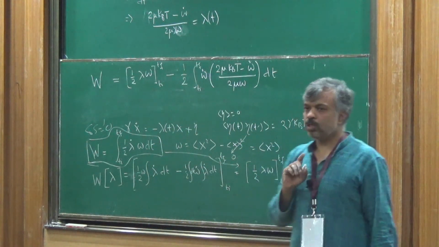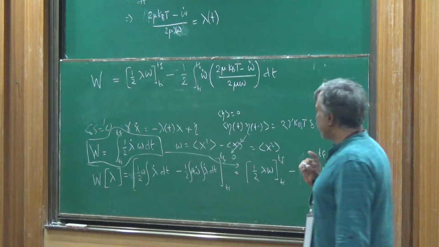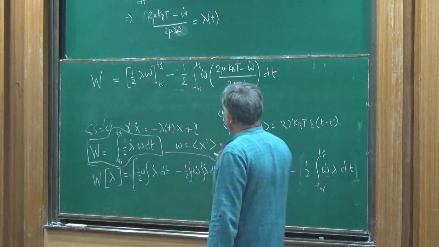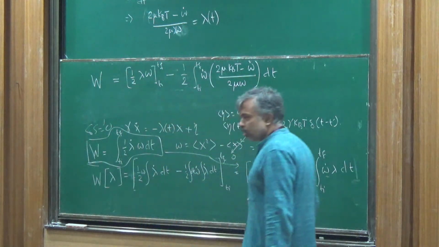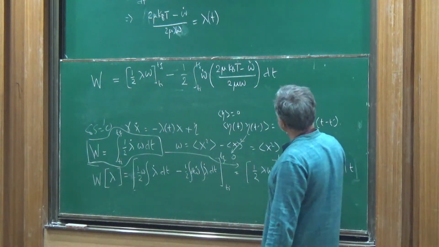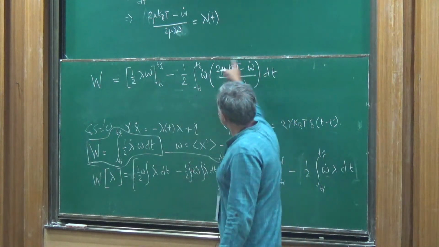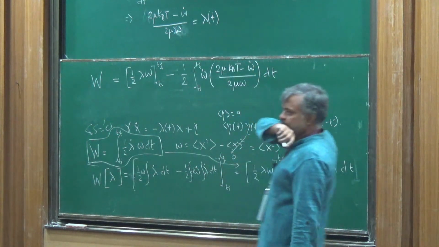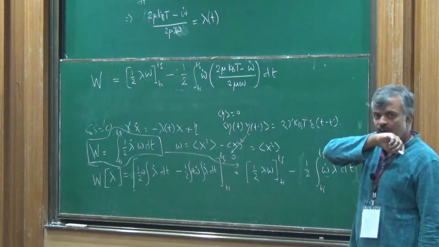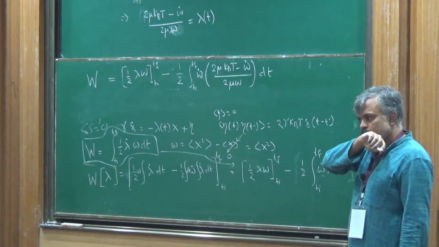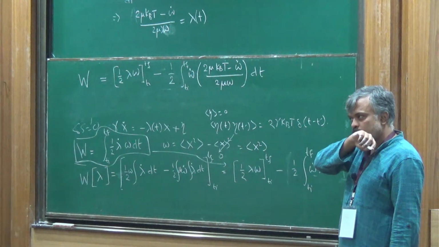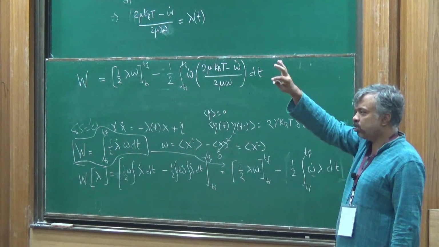Step: I derive the dynamical equation for omega. From there, I replace the lambda in the definition of average work. Are you with me, students? Is it clear?